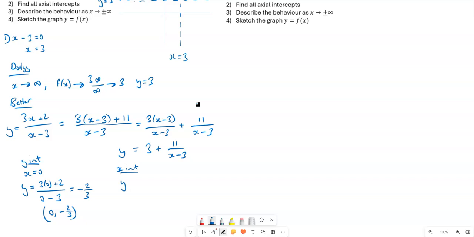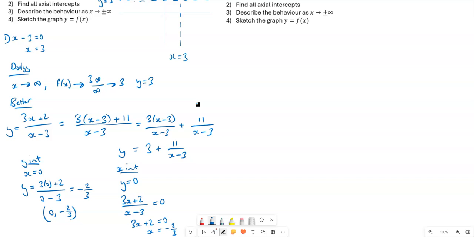The x-intercept is slightly harder. For every single x-intercept that ever there was, y equals 0. So we need to solve 3x plus 2 over x minus 3 equals 0. Well, for this to be the case, we need the numerator of this fraction to equal 0. So we need 3x plus 2 to equal 0, x equals minus 2/3.